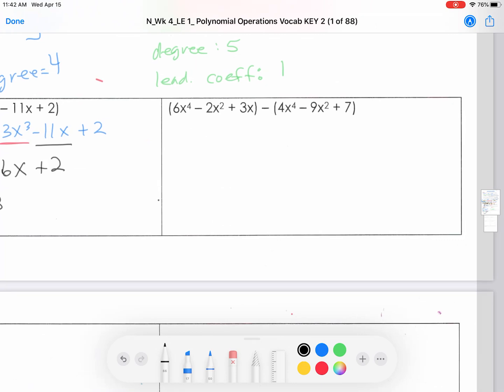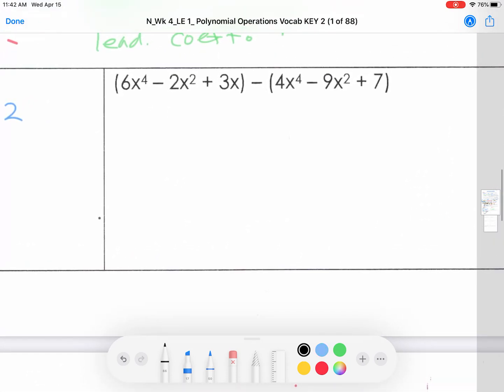Our next example is going to be a subtraction example. In this case, this first set of parentheses we really don't need because there's, again, no like terms and nothing to distribute. So we just have 6x to the fourth minus 2x squared plus 3x. But this next polynomial has this minus in front. So we have to distribute that negative, or we can think of it as distributing a negative 1. So everything in the parentheses will change signs. Instead of plus 4x to the fourth, it's minus 4x to the fourth, plus 9x squared minus 7.